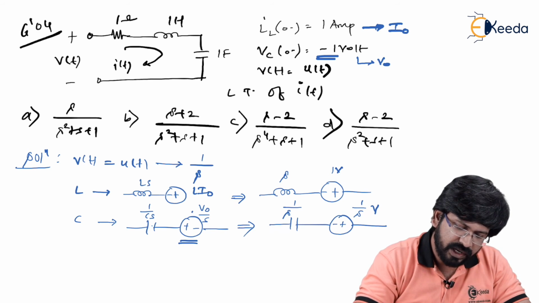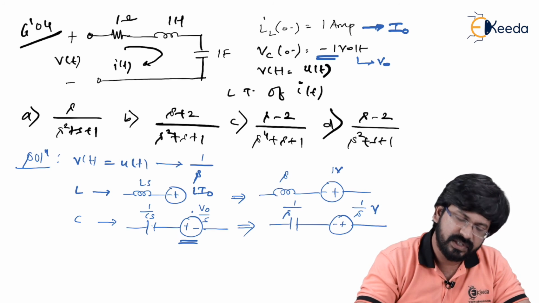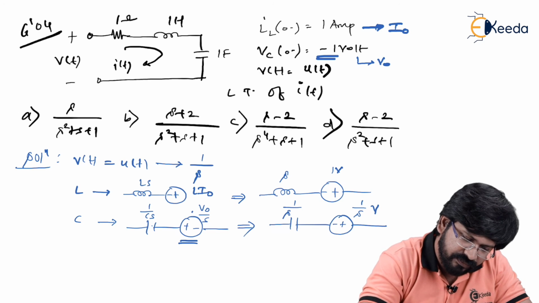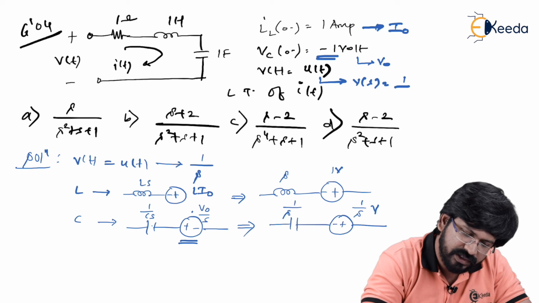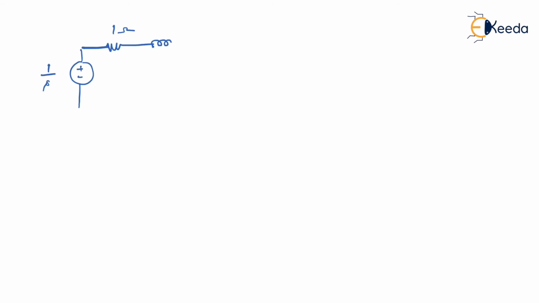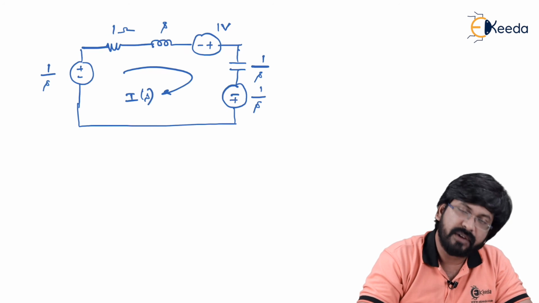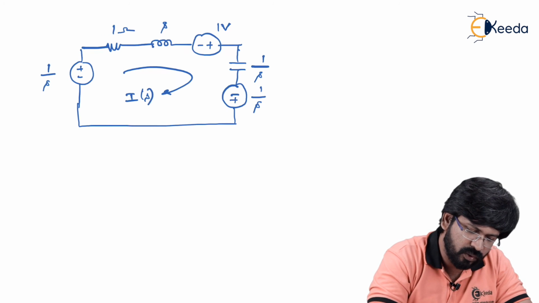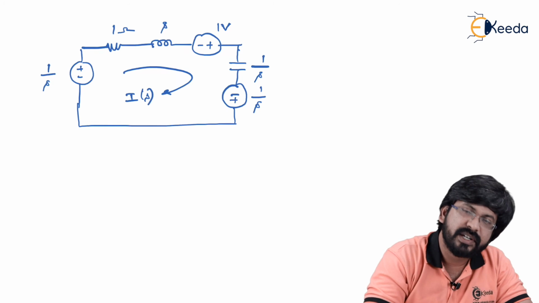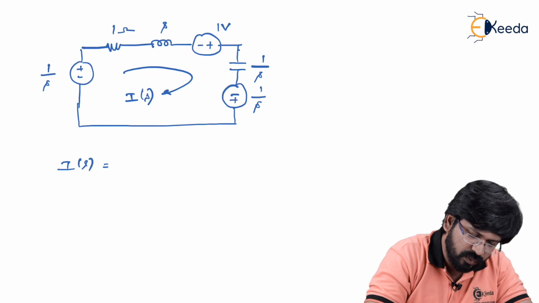Now what we can do is draw the complete circuit. Since V of t they have given as U of t, we can get V of S as 1 by S. Then we can draw the complete circuit now. As you can see in the circuit, we have to find I of S. We can use simple Ohm's law, total voltage divided by total impedance in the circuit.